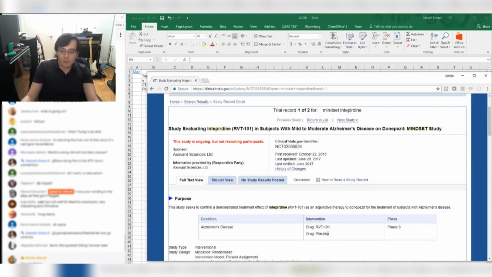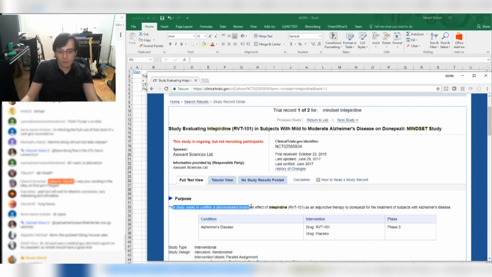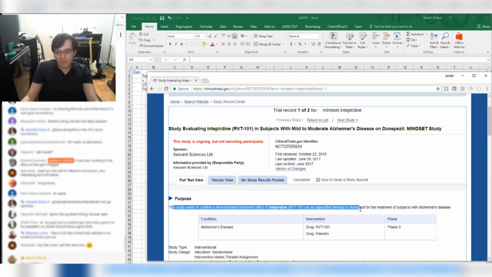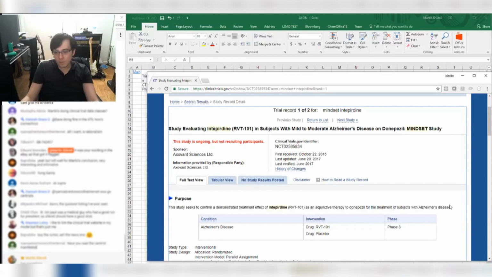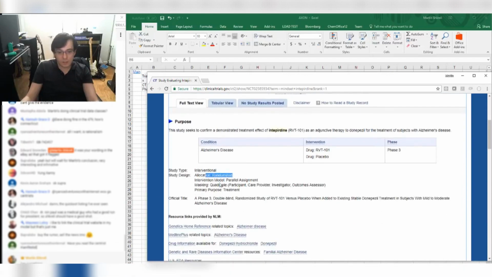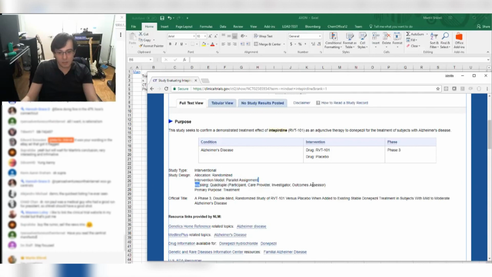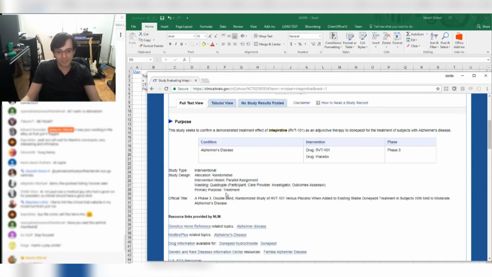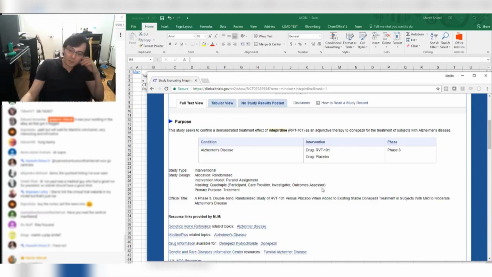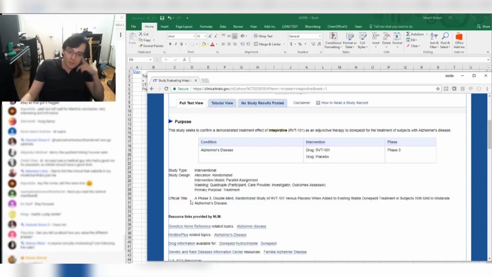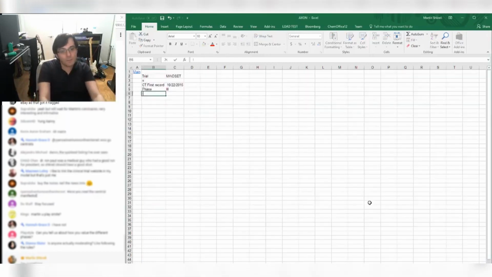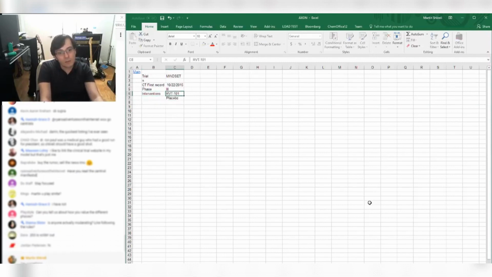It's a phase 3 clinical trial of RVT and placebo. So the study seeks to confirm a demonstrated treatment effect of RVT-101 as an adjunctive therapy, which means an add-on therapy, to donepezil for the treatment of subjects with Alzheimer's disease. Interventional, allocation randomized, intervention model parallel assignment. Masking is quadruple masking. So if we had double blind, it's quadruple blind. Primary purpose is treatment, randomized study of RVT-101 versus placebo. Maybe we'll say interventions, RVT-101, placebo. I'm sorry, intepirdine.